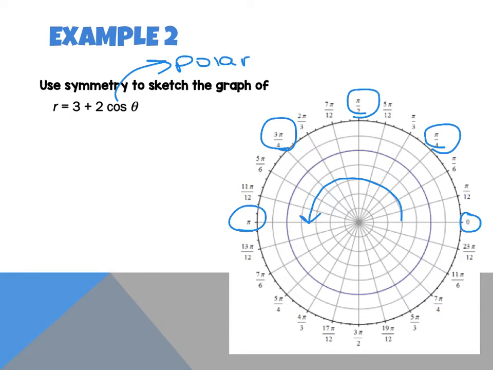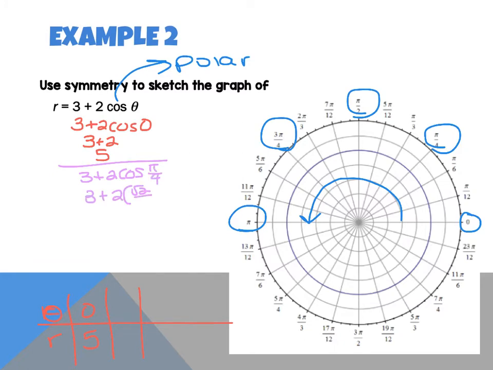If I plug in 0, 3 plus 2 cosine 0, what's the cosine at 0? 1, so this is 3 plus 2, which is 5. I'm going to set up a little theta, r table: theta is 0, then r is 5. The next one I'm going to plug in is pi over 4. 3 plus 2 cosine pi over 4, 3 plus 2 root 2 over 2. This is 3 plus root 2. I'm going to approximate root 2 to be like 1.2. This is 4.2.